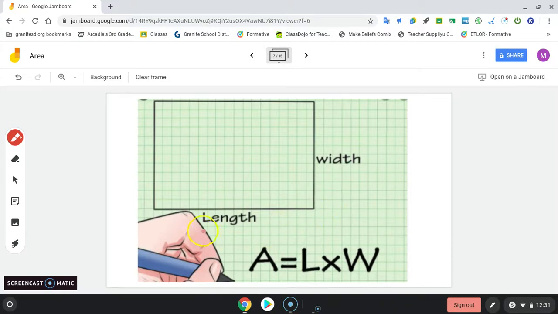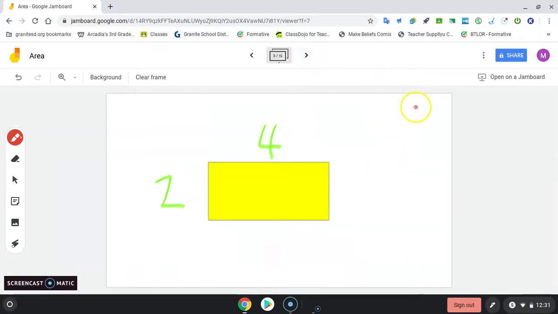So here you have the length of this rectangle, and here it shows your width. So all you have to do to figure out area, so this A stands for area. Area is equal to the length times the width. So you just have to multiply, right? Let's practice a couple.